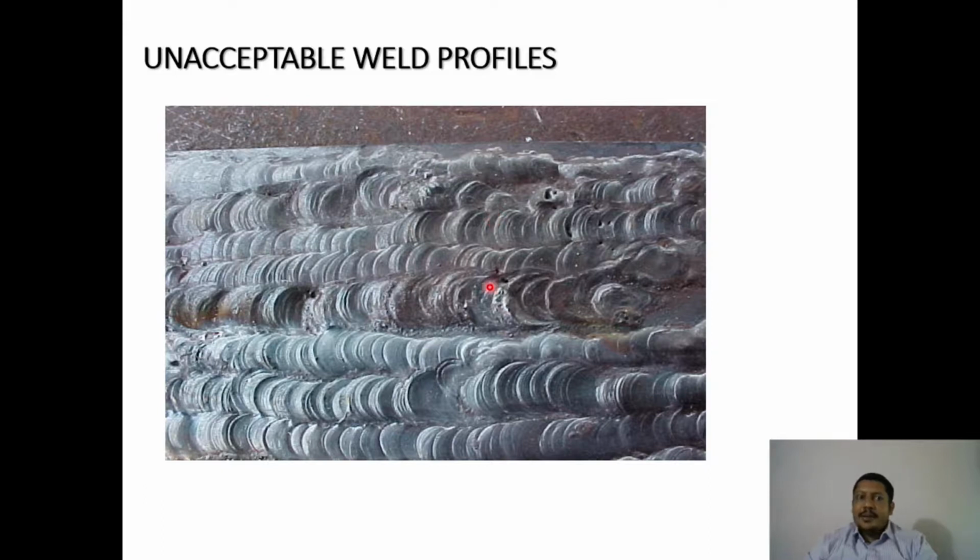Another defect normally seen in the weld is unacceptable weld profile. If a non-qualified welder is performing a weld, you can see these kinds of defects will occur. Unacceptable weld profiles: you can see over here, these can all be treated as linear porosities. These are individual, single pores. So that's the way the porosity is. Unacceptable weld profiles will have plenty of weld defects accumulated in a single condition.